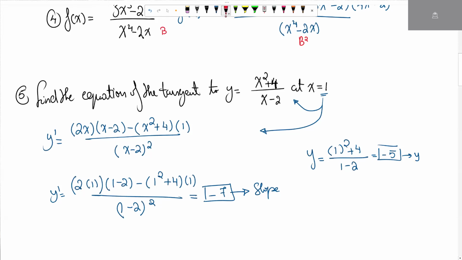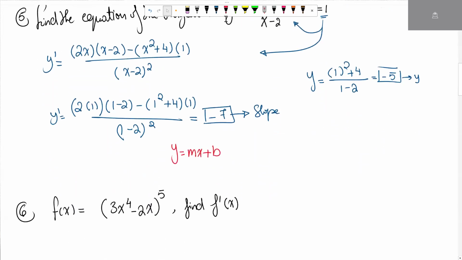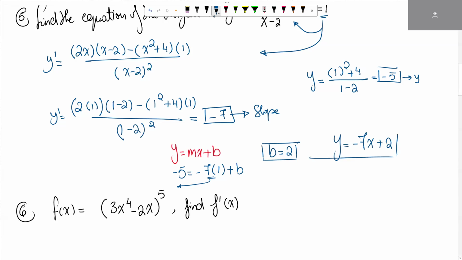Because we have the y and the slope, we'll substitute into the equation y equals mx plus b. Instead of the y, I'll substitute the y that I've calculated. Instead of the m, I'll substitute the m that I've calculated. And instead of the x, I'll put the one that was given, and I'll be missing the b. I'll multiply the negative 7 times 1 and move it to the other side, which will give me b equal to positive 2. Once I have the b, I'll write the equation as y equals negative 7x plus 2. This is your final answer. This is the equation of the tangent.